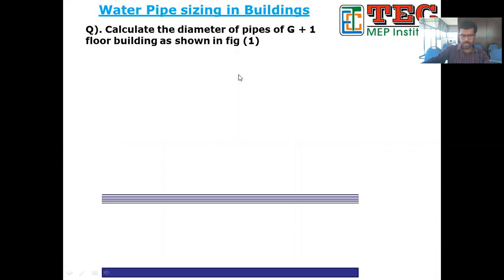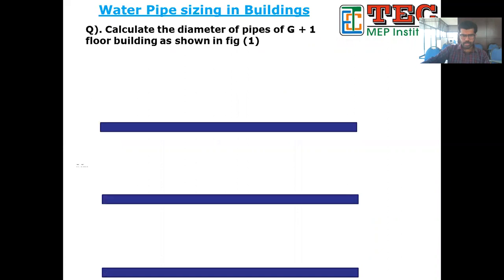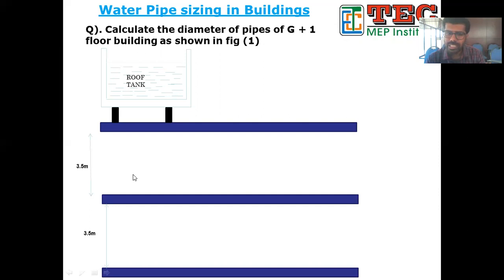So this is the roof tank. By the help of gravity only, the water will be coming down. So this is the ground floor, this is the first floor, and a height of 3.5 meter is given, because you need proper gravity. This is the stand, and you need a proper height. The stand height is given as 3.5 meter.